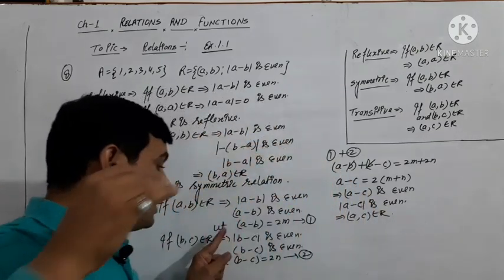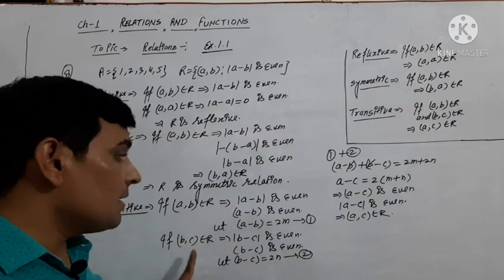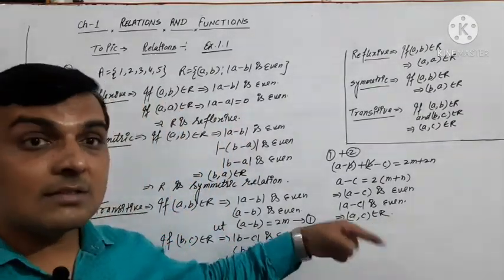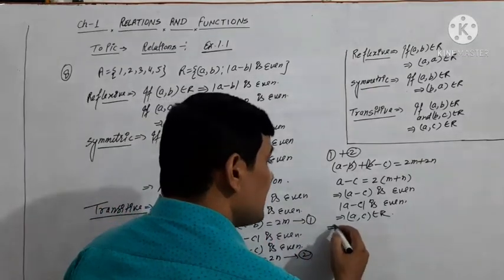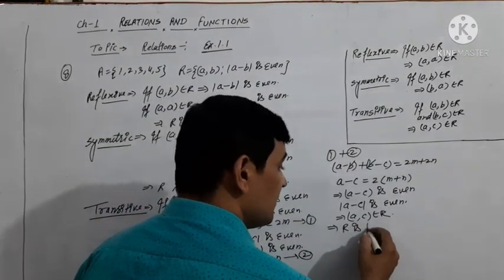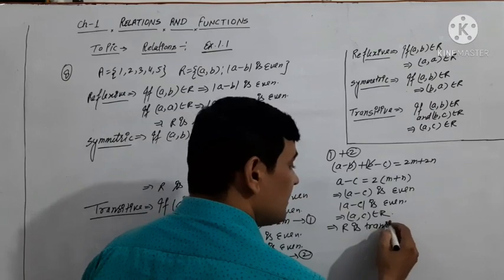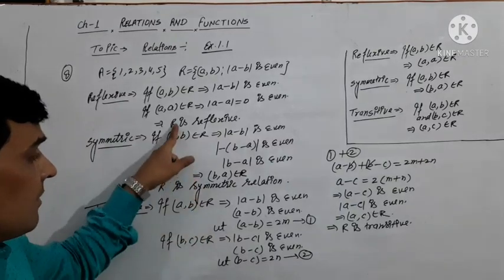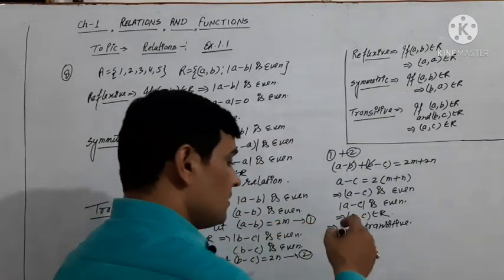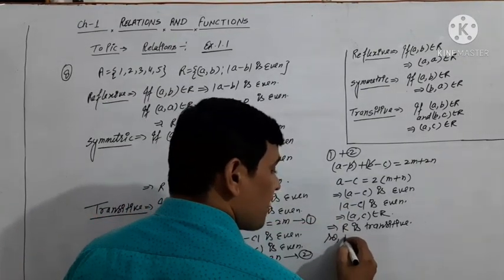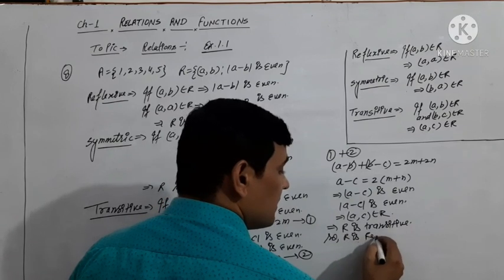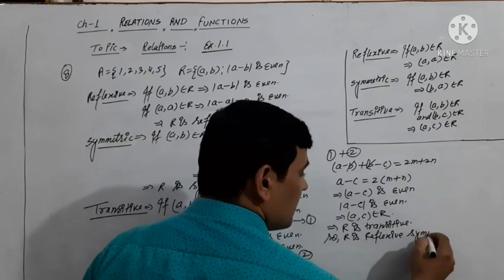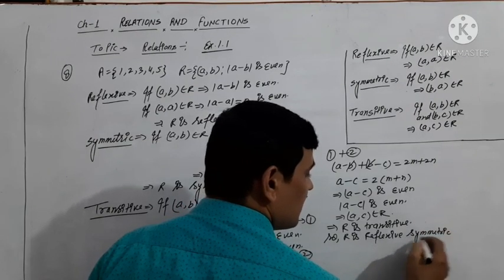Clear? This is the condition for (a, c) belongs to R. हमने शुरू किया (a, b) and (b, c) से, और कंडीशन आ गई (a, c) belongs to R. This is the condition for transitive relation. This implies that R is transitive also. Transitive relation हो गया. So this relation is reflexive, symmetric and also transitive. So R is reflexive, symmetric and transitive.